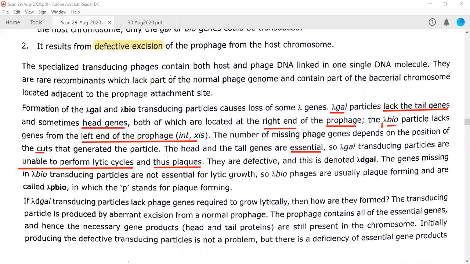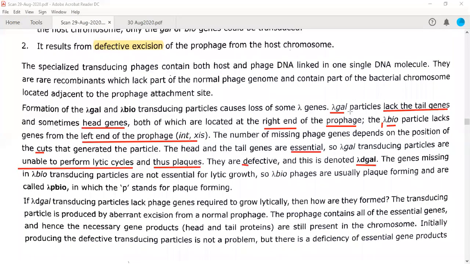Because they are not able to make plaques, because they are not able to perform the lytic cycle, they are called defective, and they are denoted further as defective gal. So first of all, we denoted them as lambda gal. We have put one more letter D here because they are defective. So you need to remember they are defective.